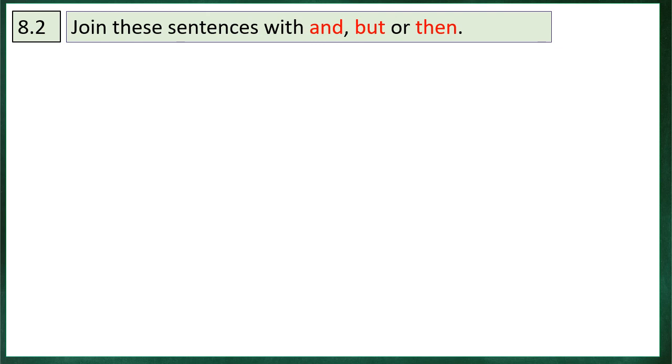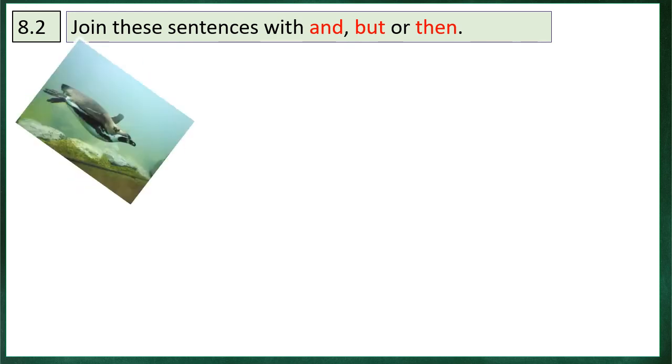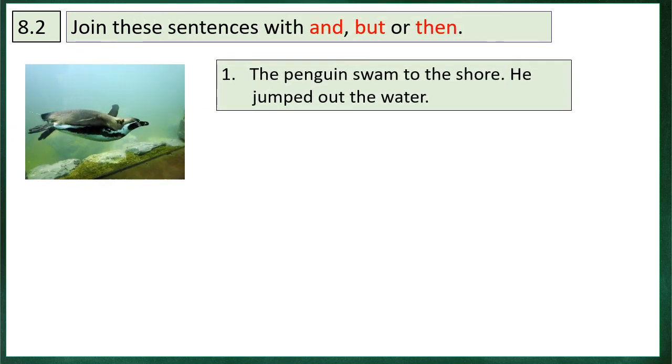Can you join these sentences with and, but, or then? Let's read them together. The penguin swam to the shore. He jumped out of the water. Now sometimes you can use either one word or the other word. Which one would you use here? Addition, contrast, or sequence?